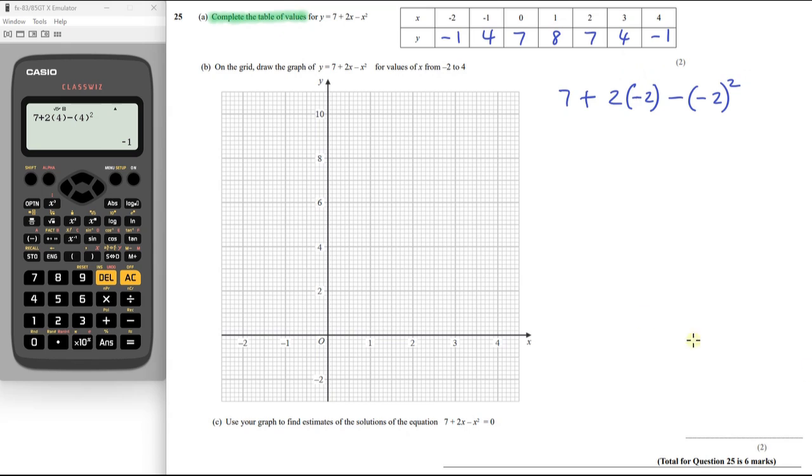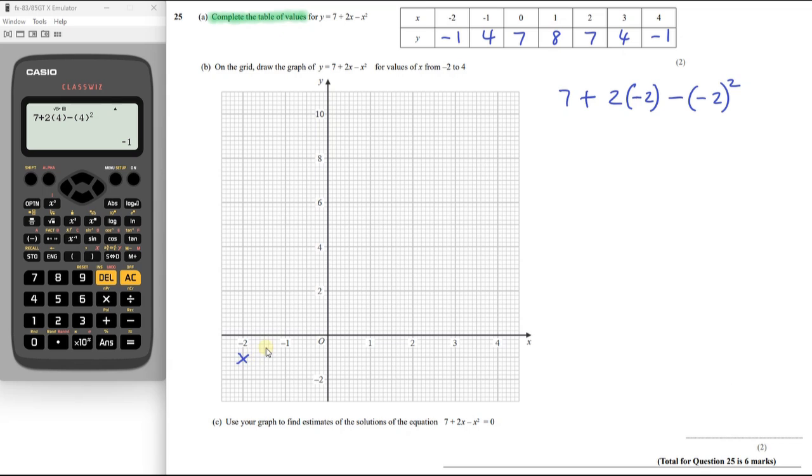So now let's look at part B. Now we have to draw this on our grid. So on the grid, draw the graph of y equals 7 plus 2x minus x squared for values of x between -2 and 4. Okay, so when x equals -2, y equals -1.